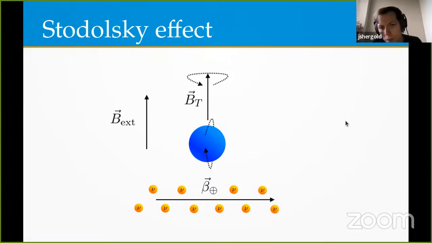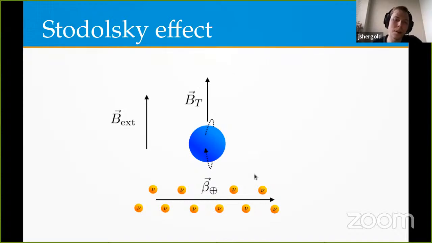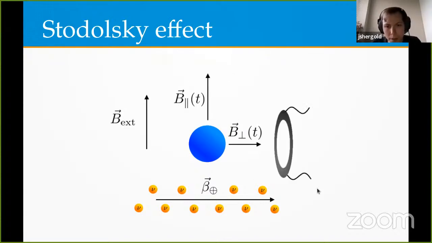As a result, we'll end up with two magnetic field components. We'll end up with a component which is parallel to the applied magnetic field, and a component which is perpendicular to the applied magnetic field. And this perpendicular component would never have appeared if we didn't have the cosmic neutrino background wind, right? Because otherwise it wouldn't have been kicked out of alignment with the applied magnetic field, and it would never have started precessing around it. And the idea is then that you measure this very small perpendicular magnetic field with something like a SQUID magnetometer.